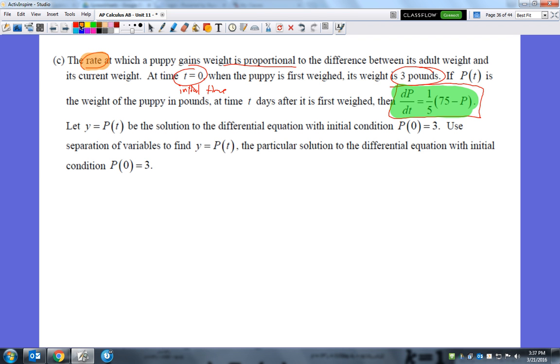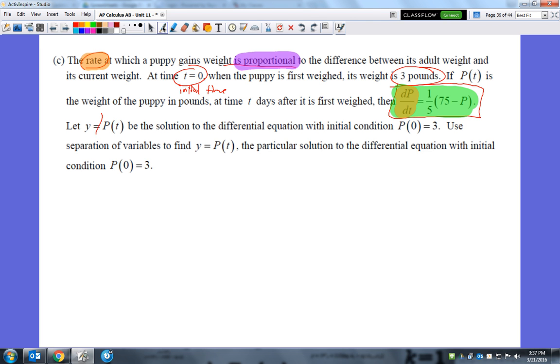Let me read this. The rate, proportional, it is going to be multiplication because it was proportional, but that rate right there is dP/dt. The proportional piece, there's that multiplication, and it's the difference between its current weight and its adult weight. They're saying that the adult weight is 75, so you see the 75 minus P. They're giving it to you as far as the equation itself.